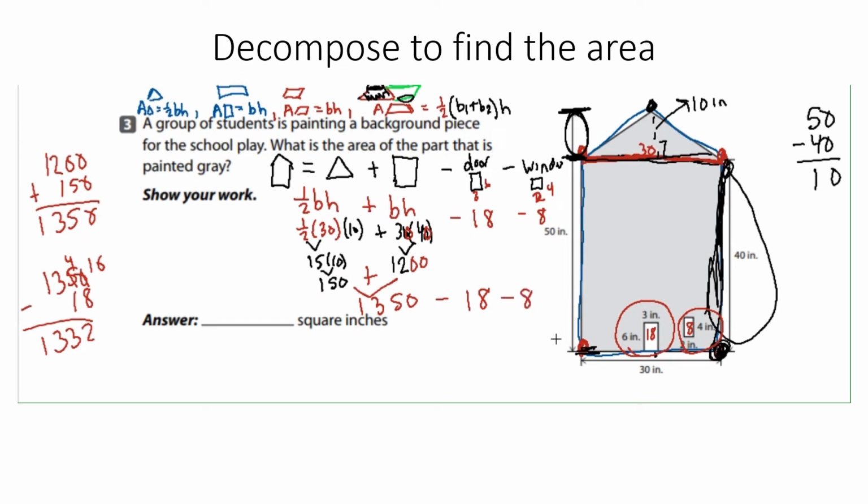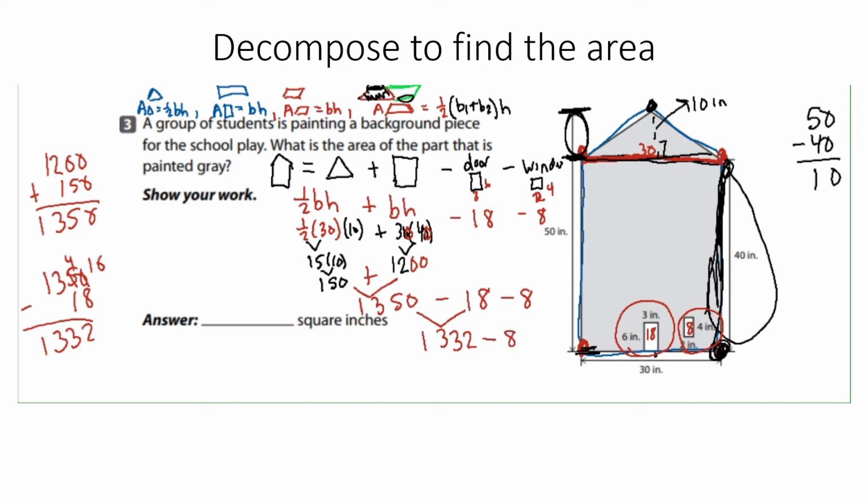All right, so now I have 1,350 minus 18, which I did here. I had to regroup and borrow. So that gave me 1,332. And that's taking away the door. Why did I take away the door? Because I'm not painting the door gray. So I don't need the square units that the door is going to take up when I found the area of the rectangle. So now I need to take away the window.